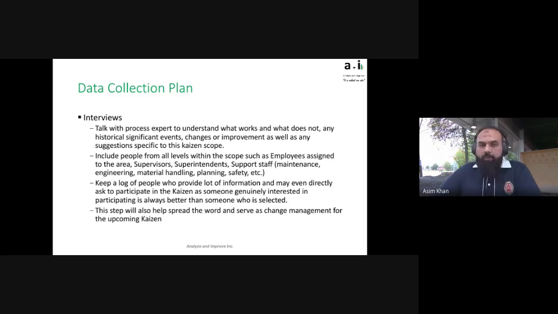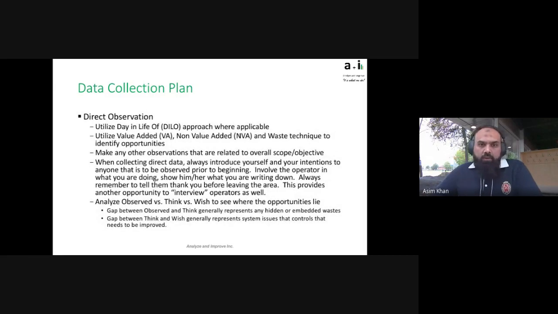The final way of collecting data is direct observation. The reason you will do this, and the reason this happens usually for all Kaizens, is we don't measure everything in our organization. We don't measure leading KPIs as well as we do lagging KPIs.